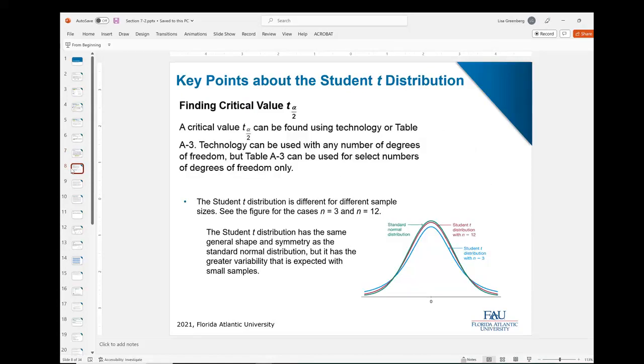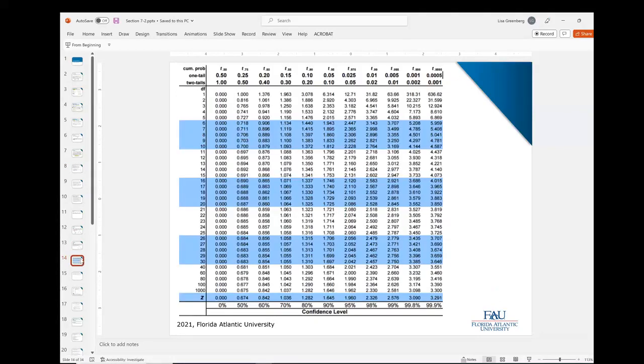So key points about the student t-distribution. If we want to find the critical value, t sub alpha over 2, we can either use technology, which is what we're going to use, or we could use a table. And I do have a table here, but I'm not sure if this is a t distribution table. Yes, it is. Okay, so this is what a t distribution table would look like.